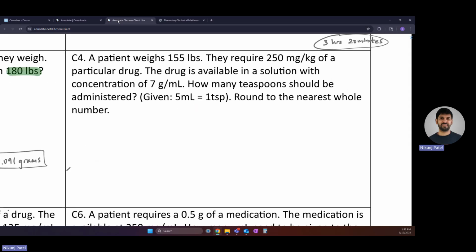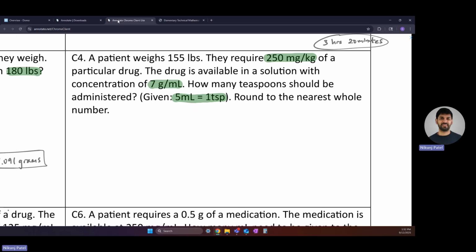So for C4, I'm going to set you up with the conversion factors and see if you can determine your solution there. Looking at this, we've got a few different conversion factors. The patient weighs 150 pounds. They require 250 milligrams per kilogram. The medication is available in a concentrated solution of 7 grams per milliliter. How many teaspoons should be administered? We're given that for teaspoons, it's equal to 5 milliliters.